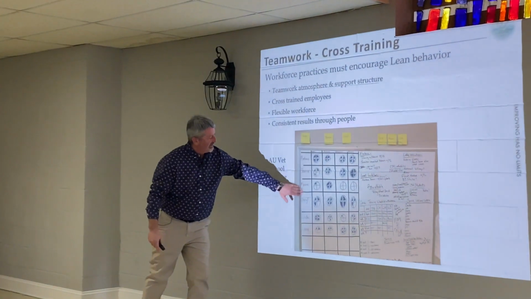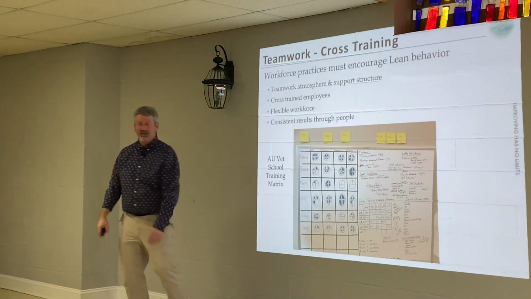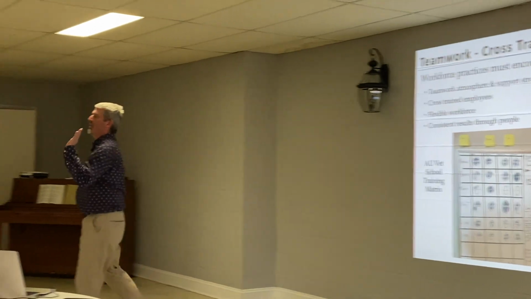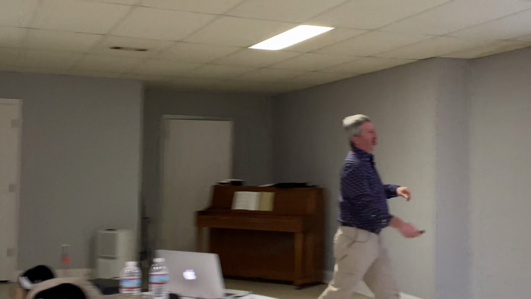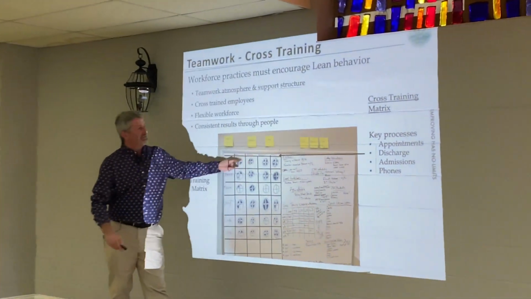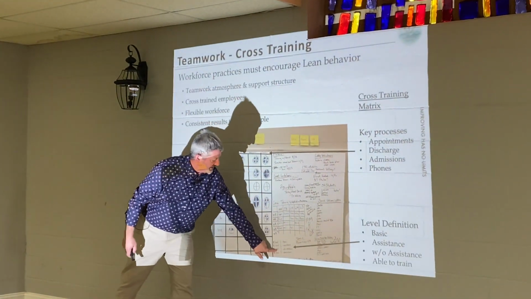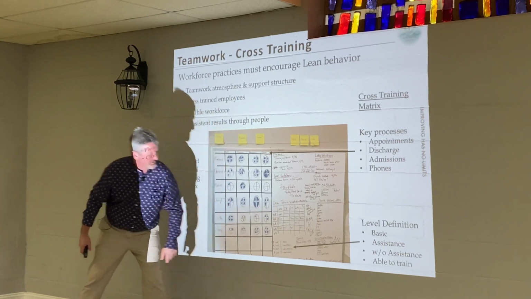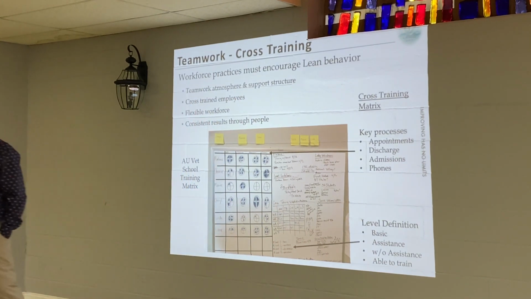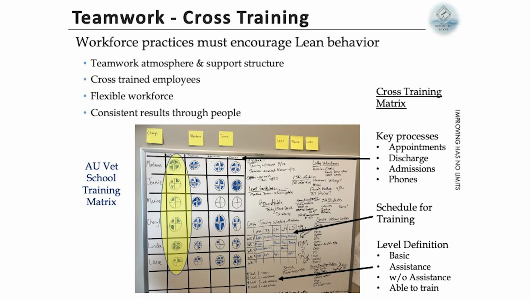And so in order to do that, we had to develop that cross-training piece at the vet school. And they bought into it hook, line, and sinker. Yes, we should get all of their folks, Montana, et cetera, 5, 6 people, and let's cross-train them to be able to do all of those. All right? And so that's what we did. With the cross-training matrix, there's our key processes. The level of definition was there. Level 1 was basic. Level 2, they could do it with assistance. Level 3, they could do it without assistance. Level 4, they were able to train. And then there's their schedule for training, too.